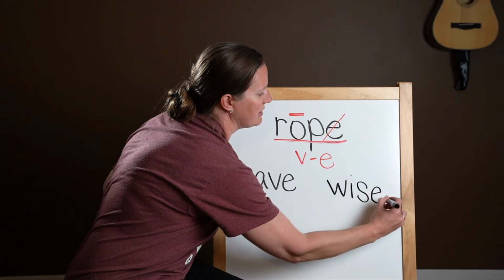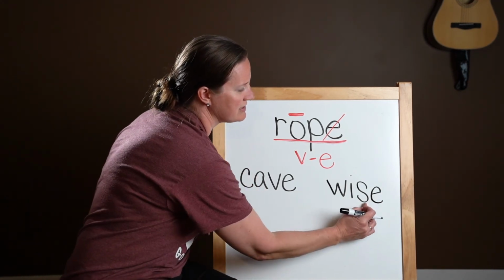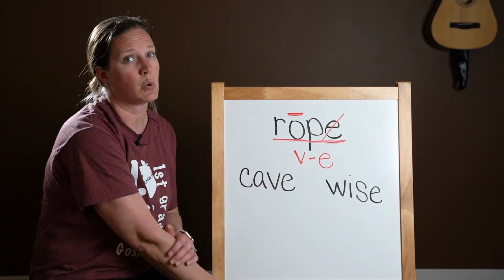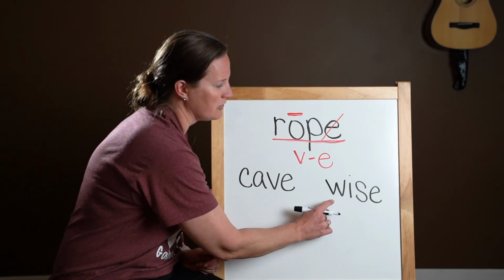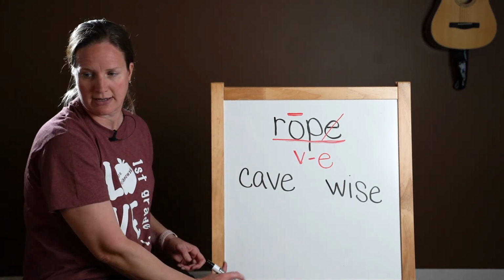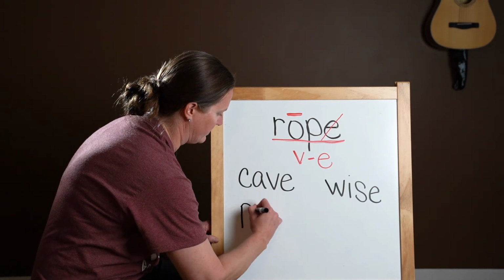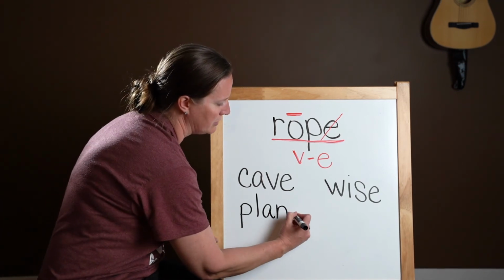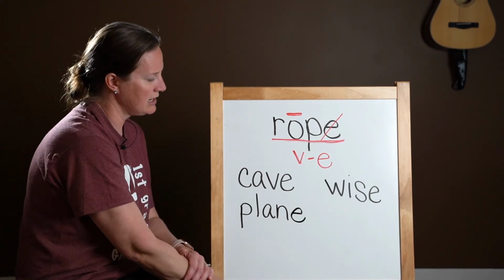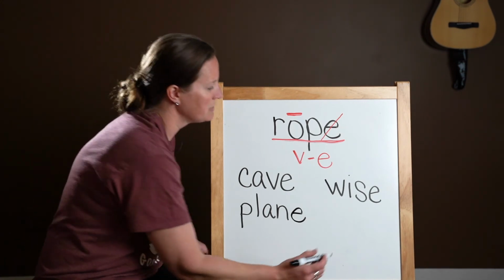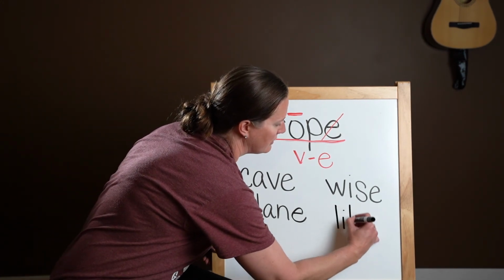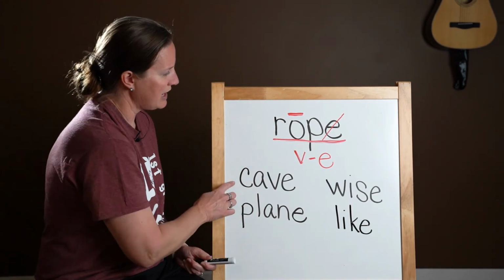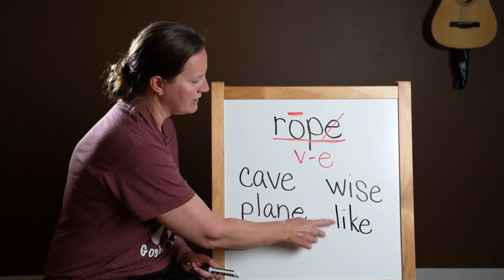remember this E makes this I say I, and because this S is in between two vowels, remember what that S can say. It can say S or Z. So we have wise. I'm going to change the word plan to plane, like an airplane. And the last word I want you to mark up is like. All right, so we have cave, wise, plane, and like.